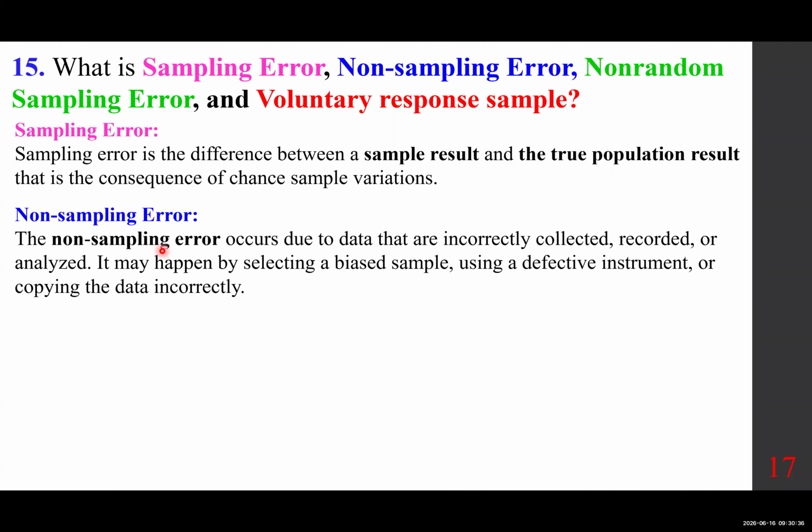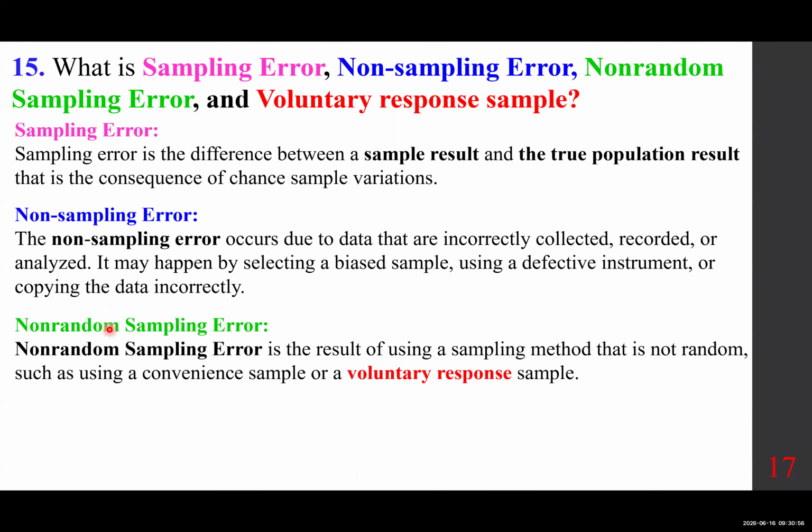Non-sampling error. The non-sampling error occurs due to data that are incorrectly collected, recorded, or analyzed. It may happen by selecting a biased sample, using a defective instrument, or copying the data incorrectly. So in essence, we make a mistake. Non-random sampling error is the result of using a sampling method that is not random, such as using a convenient sample or a voluntary response. Randomness is extremely important.